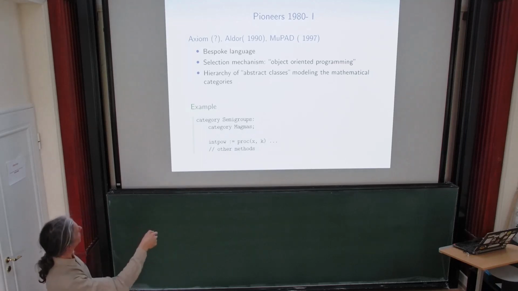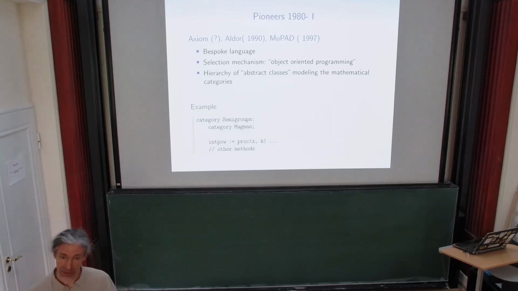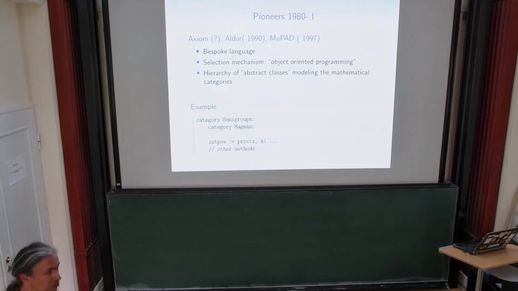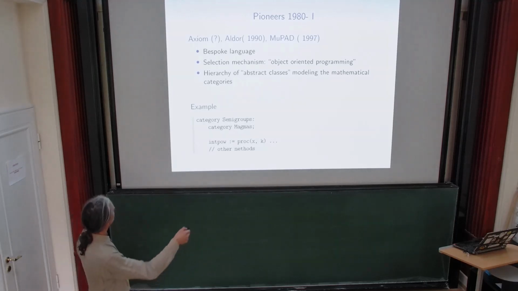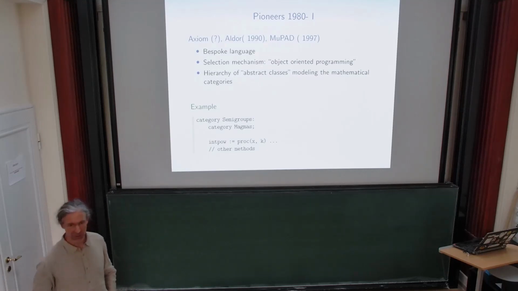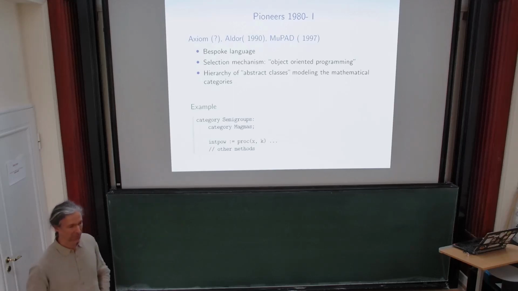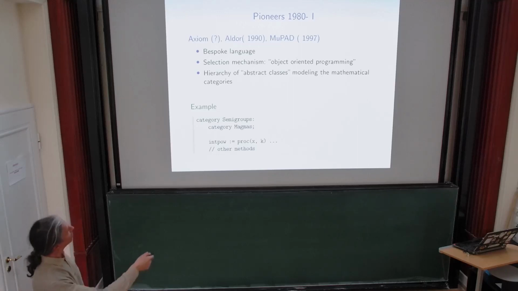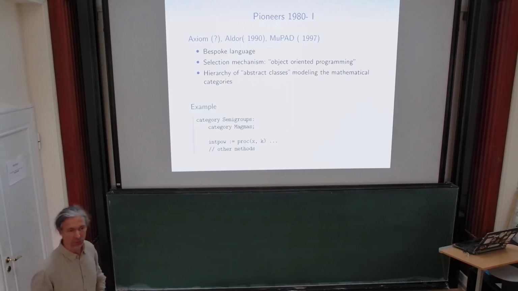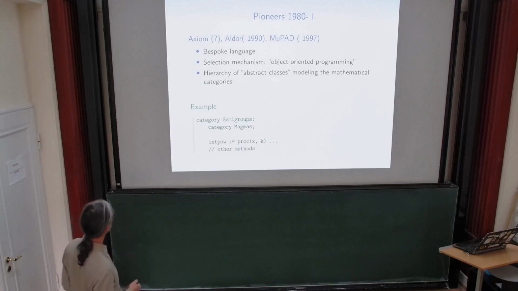In all these systems they were using a bespoke language. Axiom was using the Axiom language, MuPAD was using the MuPAD language. And we had implemented a selection mechanism which was essentially usual object-oriented programming, based on a hierarchy of abstract classes modeling these mathematical categories. So these are old ideas that have been implemented and used, and back then I switched from Maple to MuPAD precisely because of this. I needed to have some good selection mechanism like object orientation.